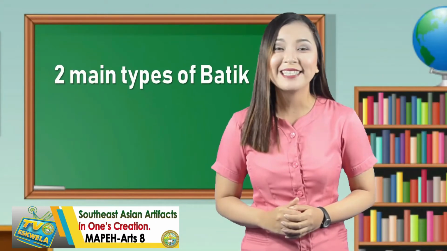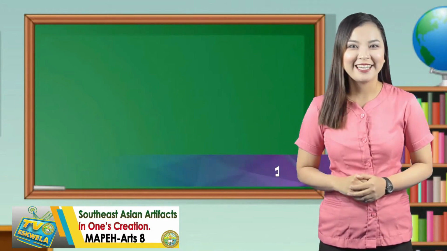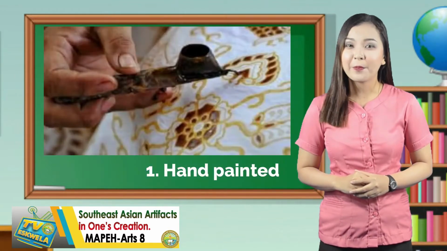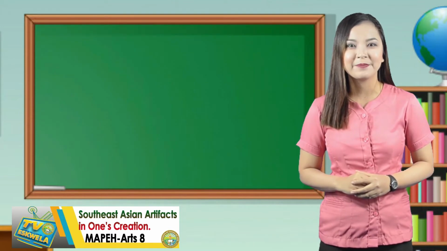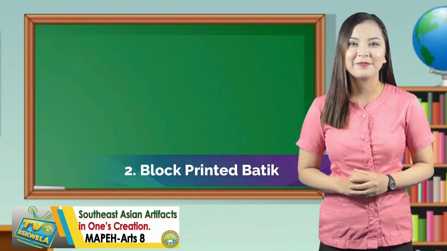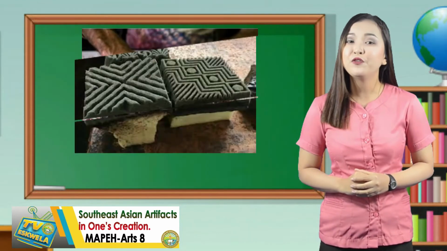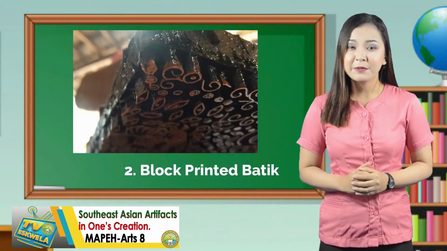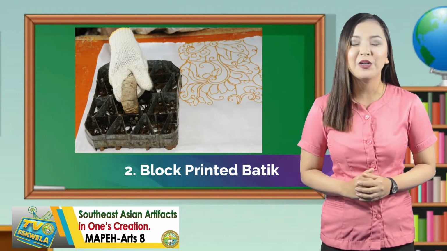There are two main types of batik. First, hand-painted. The artist uses the canting, a small copper container with one or more different-sized pipes. Second, block-printed batik. It is done by welding together strips of metal to form a metal block. The metal block is then dipped into molten wax and pressed against the fabric in order.